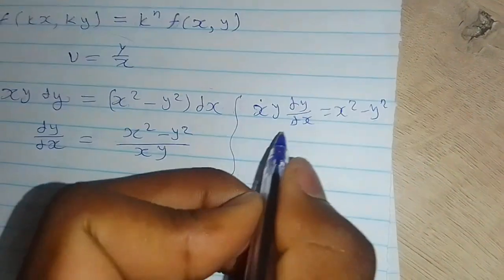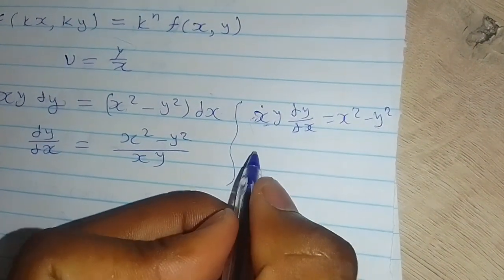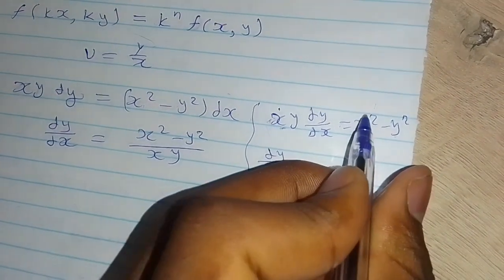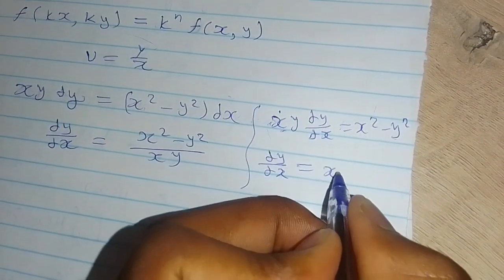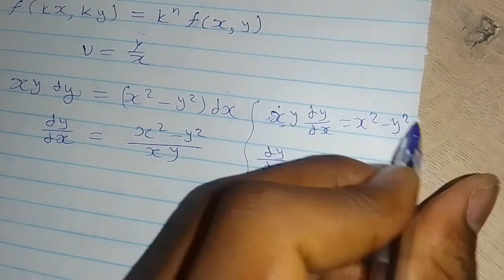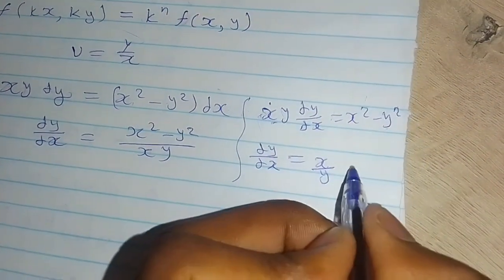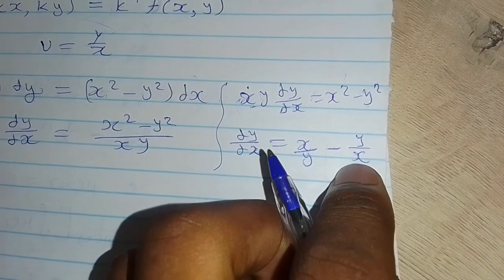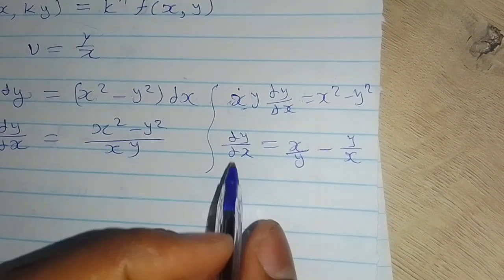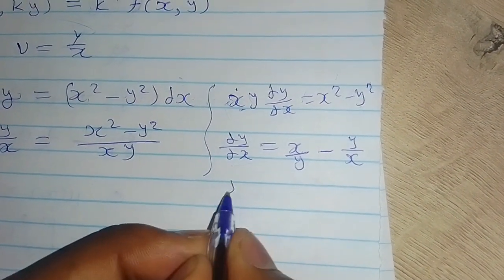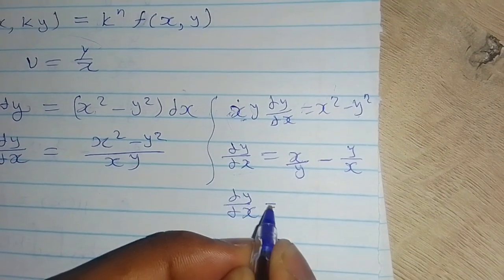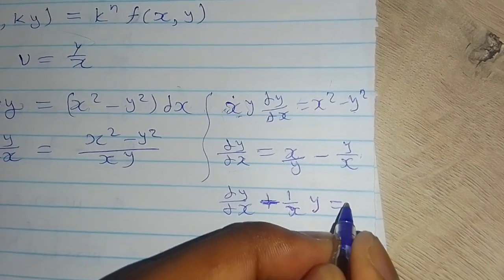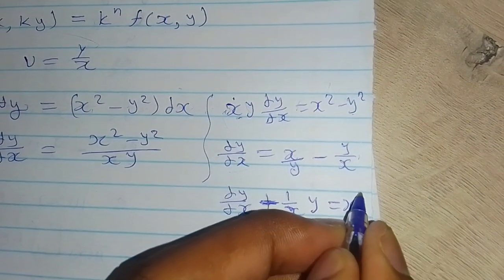And then when I have that, I just divide everything by xy. Then you have dy/dx. When you divide this by xy, the y cancels, and you're just going to have x over y, and then you have y squared there, and the x cancels, and you're just going to have minus y over x. Then, taking this term to that side, you have dy/dx plus 1 over x times y equals x over y, and you can rewrite it with y to the power minus 1.